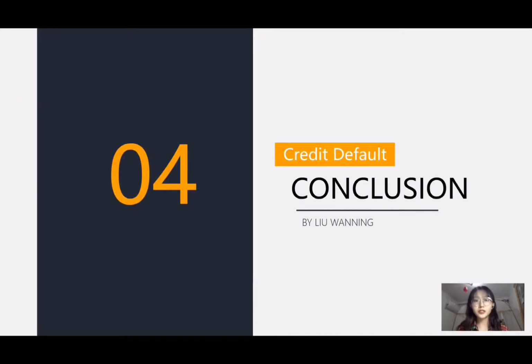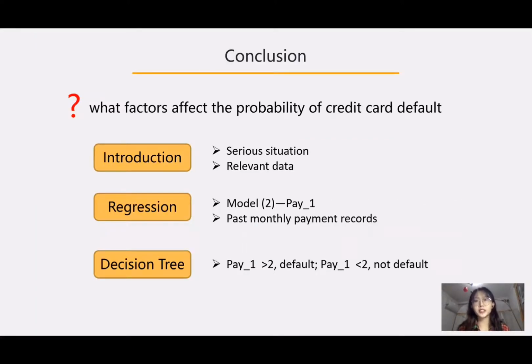Let's draw the conclusion. First, we learned the serious situation of credit card default and relevant data. From regression, we can get the result that model 2 is a relatively best model, and for each parameter, P1 is the most important, so banks should pay attention to cleaning past monthly payment records. As for decision tree, P1 plays a decisive role in whether default will occur. If P1 is greater than 2, then it will default. By contrast, if P1 is less than 2, then it won't.